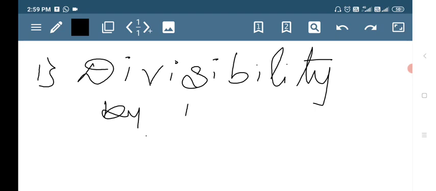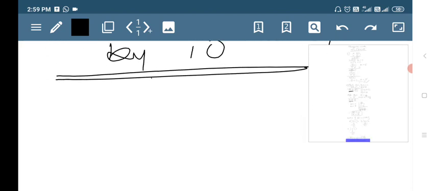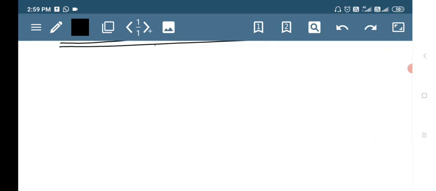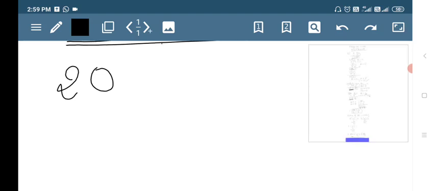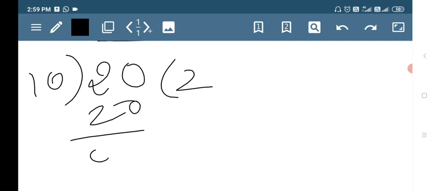Divisibility by 10. Dear students, can you easily tell which number is divisible by 10 or which is not? Let us take an example. When you see 20, yes, you can tell that it is divisible by 10. 10 2s are 20, the remainder is 0. Isn't it?